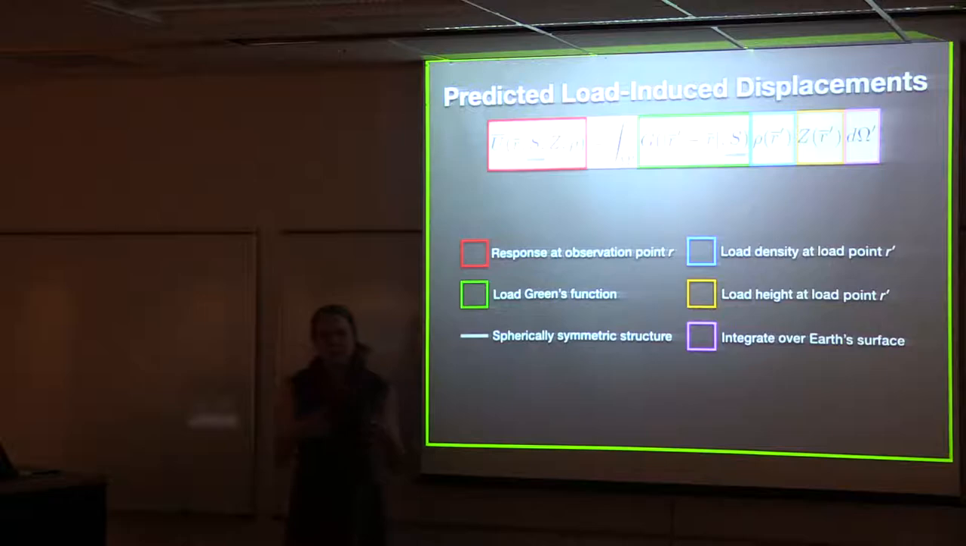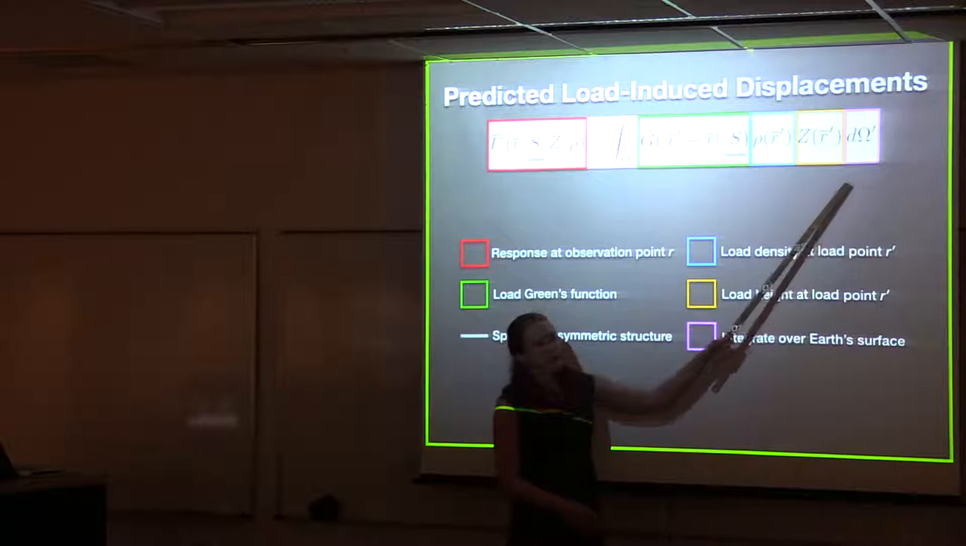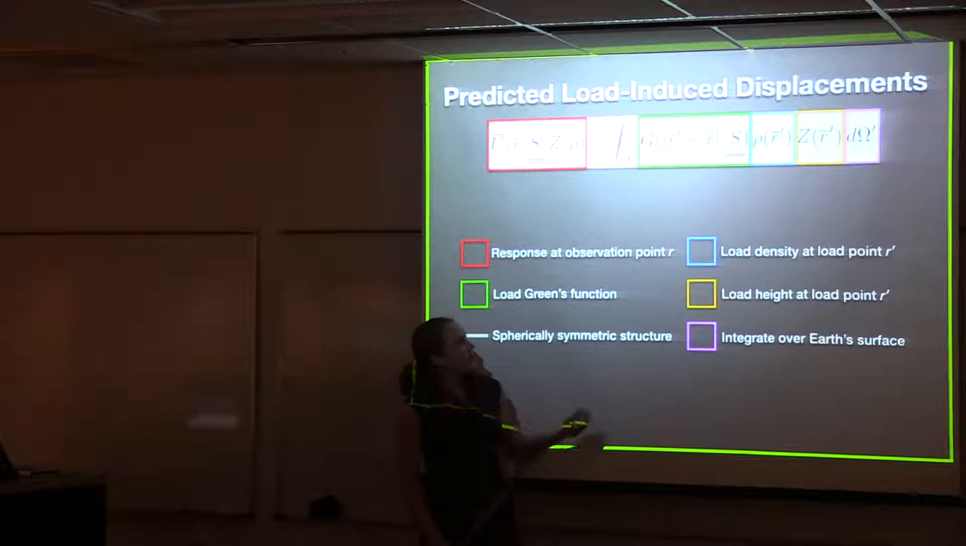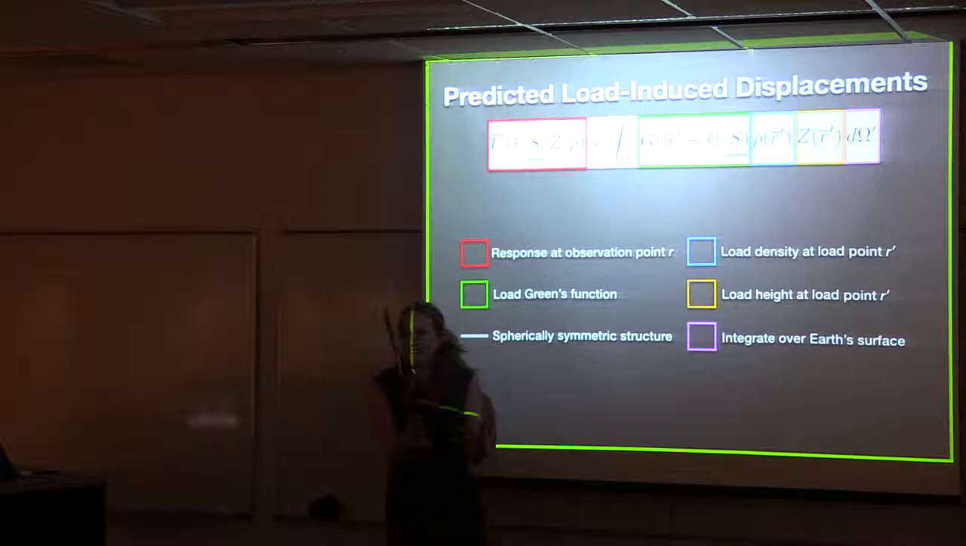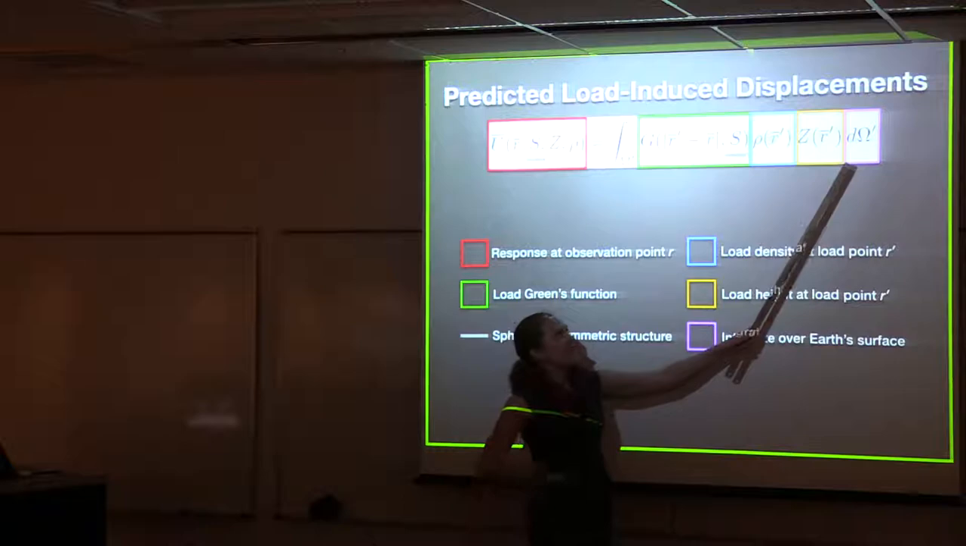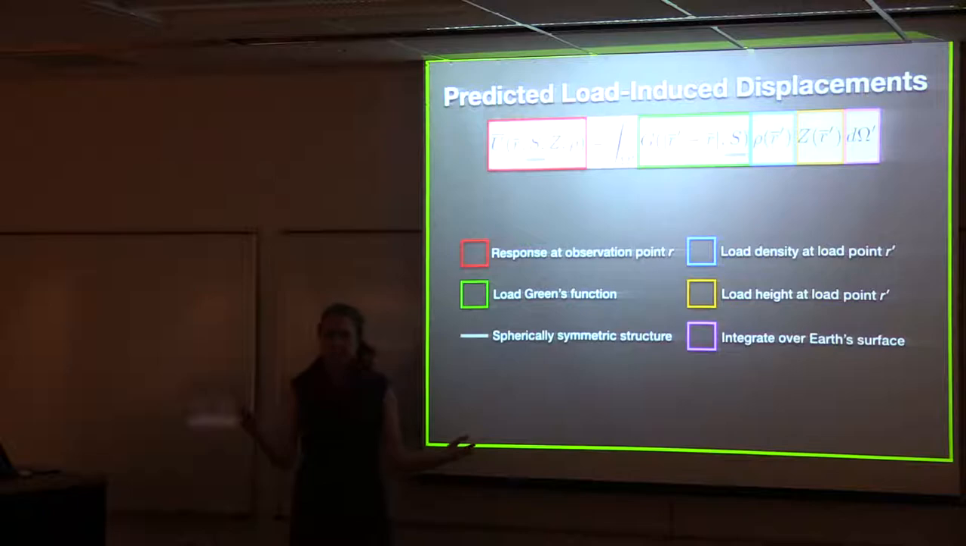So the Green's functions contain information about Earth structure that tells us how the Earth is going to respond to a particular force. And then on this far right side, we have our force. In the blue box, we have the density of the load. And in the orange box, we have the height of the load. So we can work out how much mass is there. And then we're integrating over the entire surface of the Earth. If we're talking about an ocean tide as the source, then we only need to integrate over the area of the oceans.